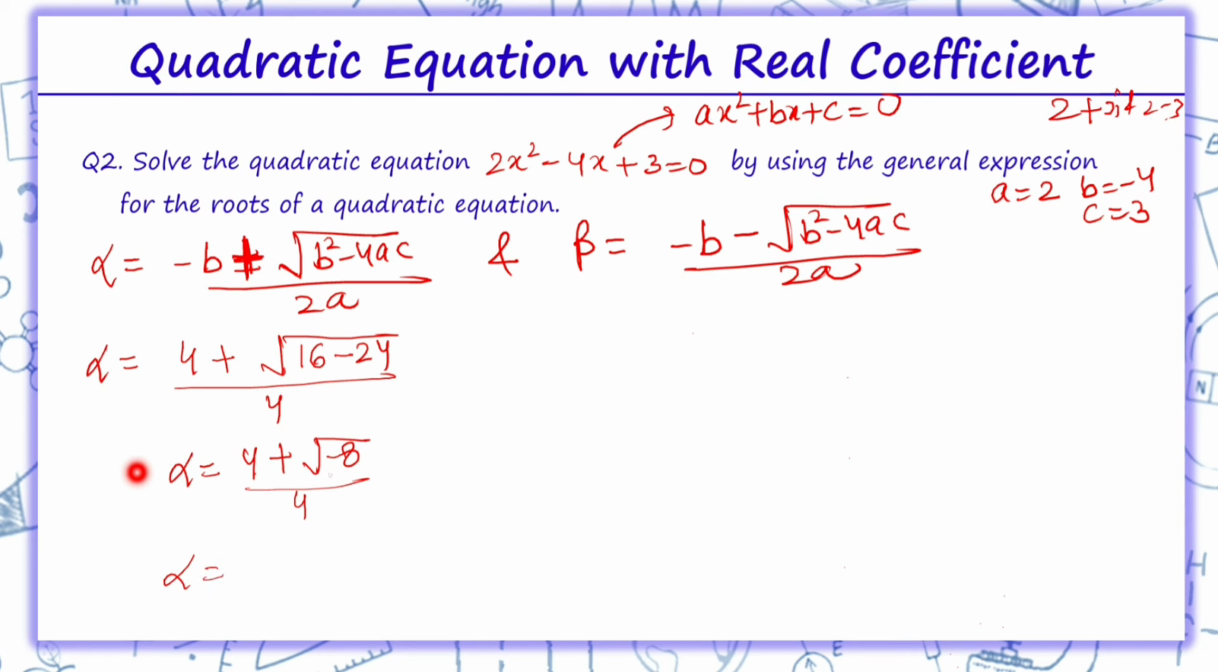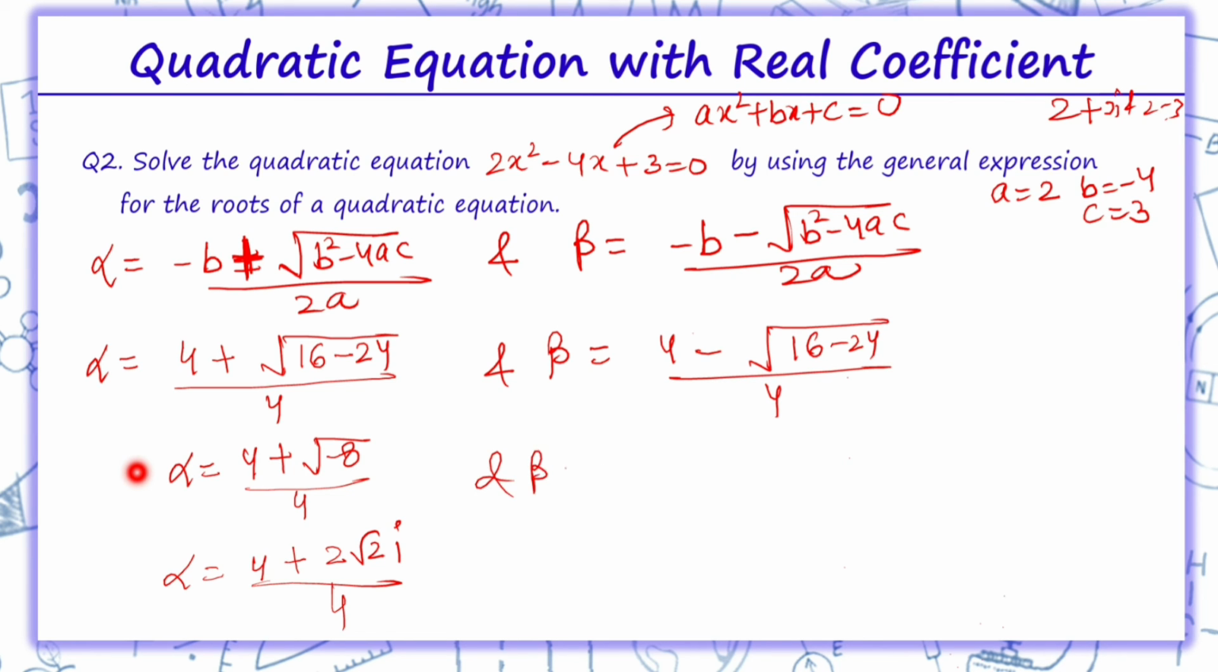Now over here this root of -8, 8 under root will be written as 2 root 2, and root of -1 will be written as i. So it becomes 4 plus 2 root 2 i upon 4. Then coming on to the next root, beta. So here it becomes 4 minus square root of 16 minus 24 upon 4. So this beta is equal to 4 minus root of -8 upon 4. So this beta becomes 4 minus 2 root 2 i upon 4.